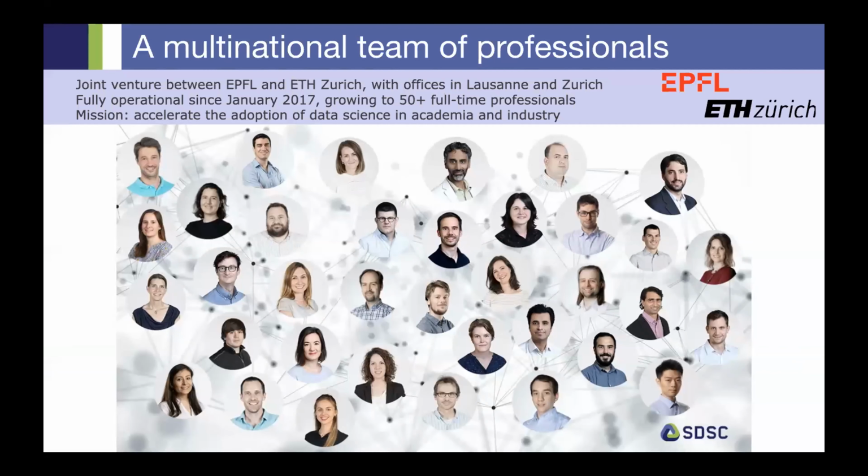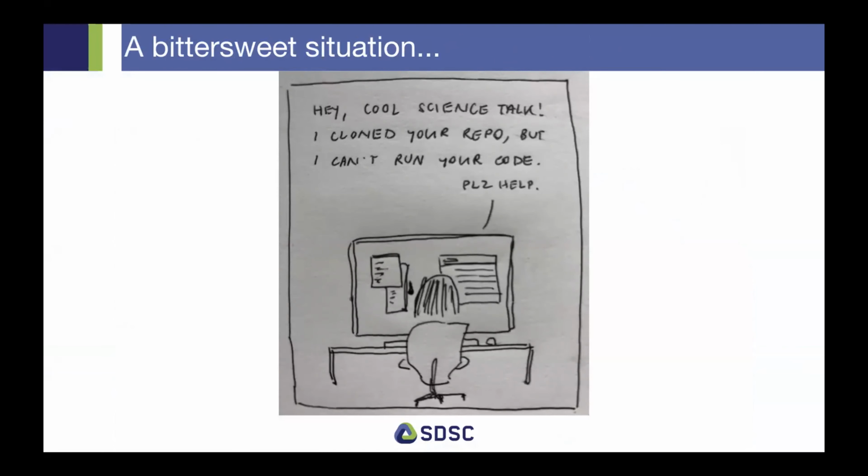Okay, so the Swiss Data Science Center, just a few words. It's a multinational team of professionals. It's federally funded, and it's half EPFL, half ETH Zurich. We're pretty new, but growing really quickly, and the idea is to accelerate the adoption of data science in academia and industry. And one of the ways to help do that is to provide tools that support data science and data analysis and reproducibility.